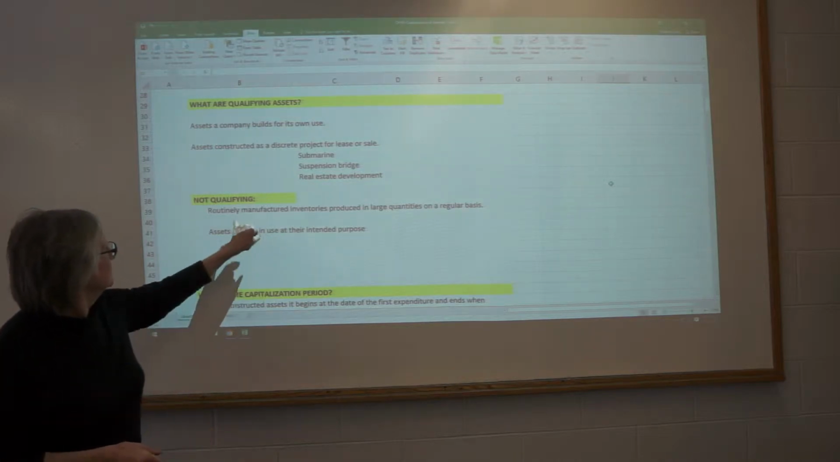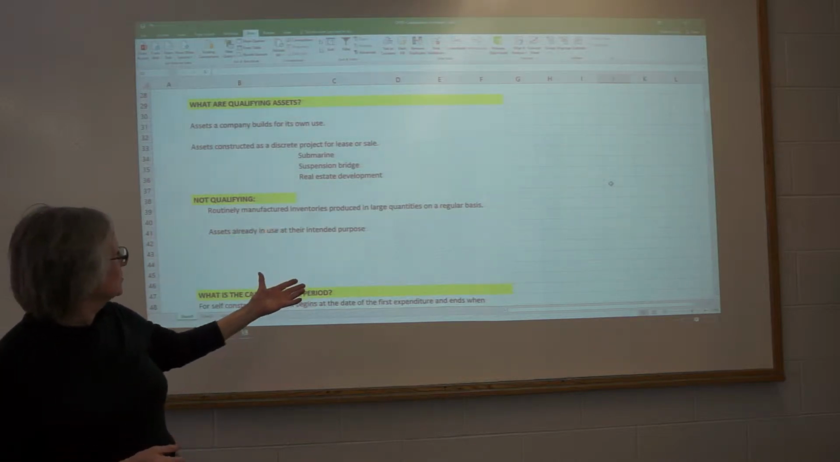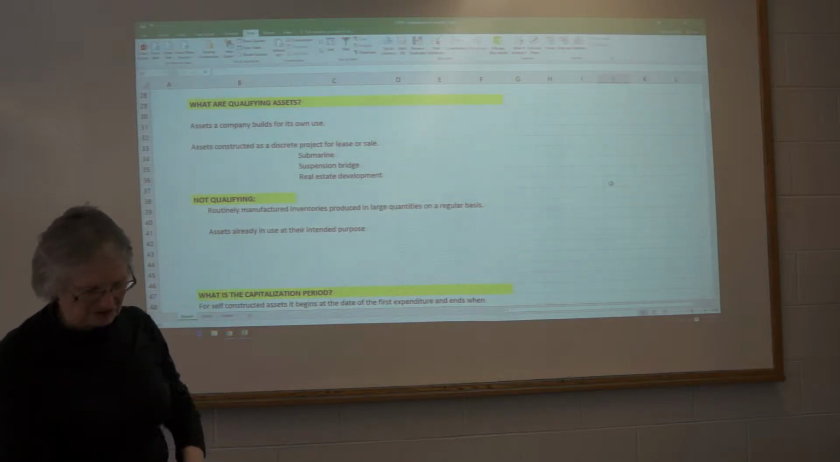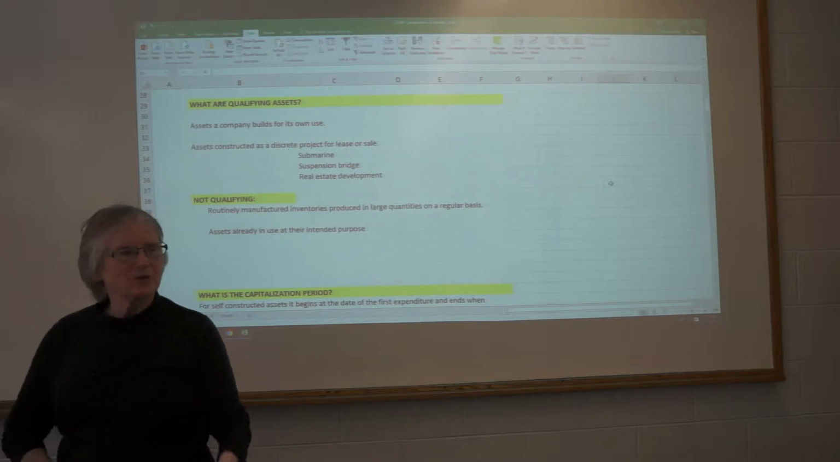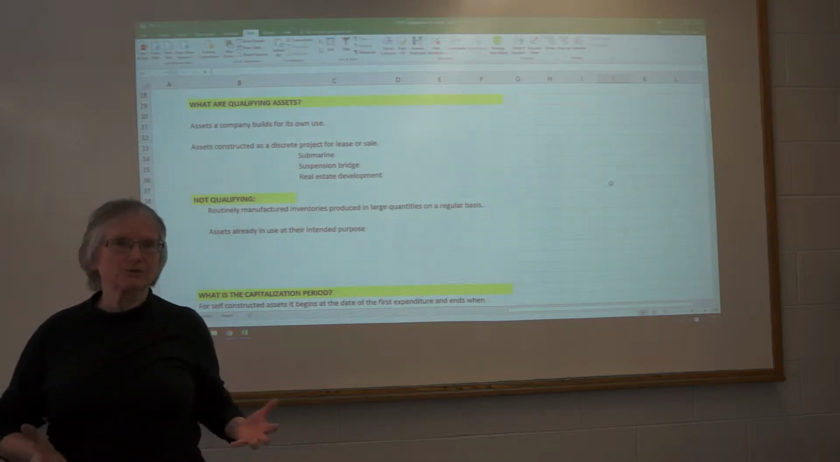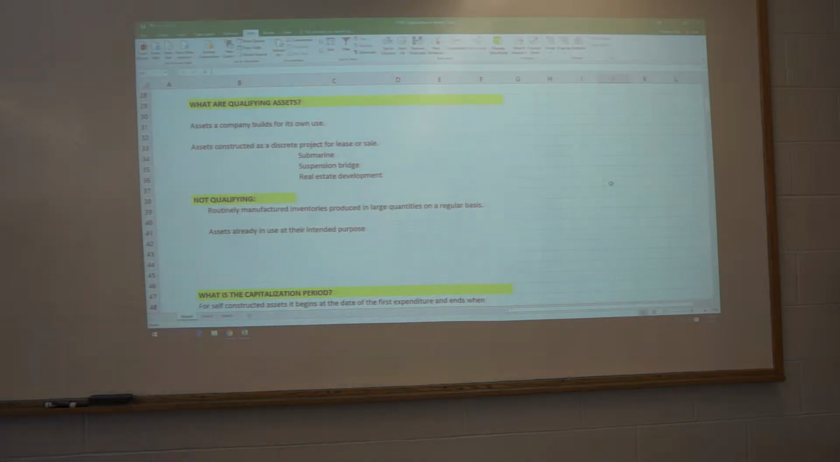Not qualifying: routinely manufactured inventories, and assets that are already at their intended purpose. Okay, so that's important to know. So we have to know, does it qualify? For most of your homework, it's going to qualify because they're giving you the problem to do, so we don't have to worry about that one too much.